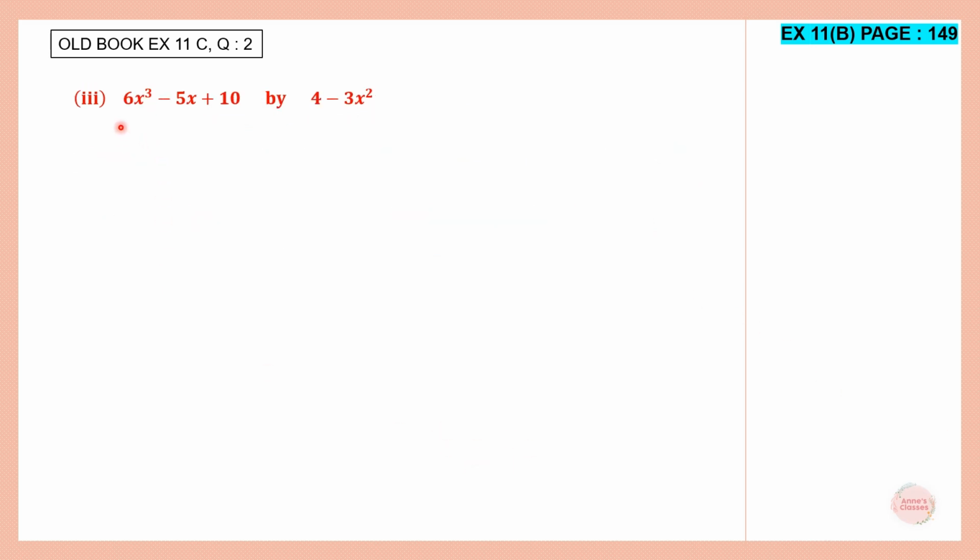Question 3. Multiply this polynomial by this binomial. So here also you can do it by the column method or you can do it by the row method. So let's do the row method here. So let's write the binomial first. So this is 4 minus 3x square into 6x to the power of 3 minus 5x plus 10.